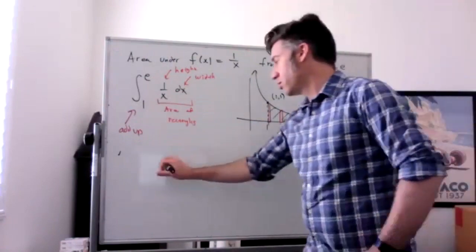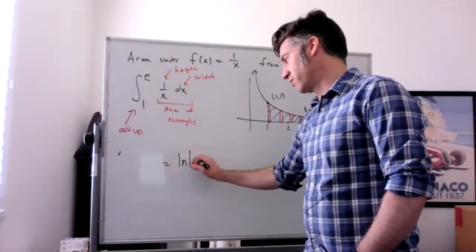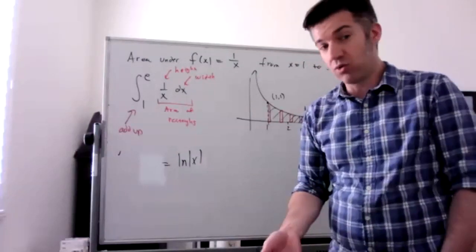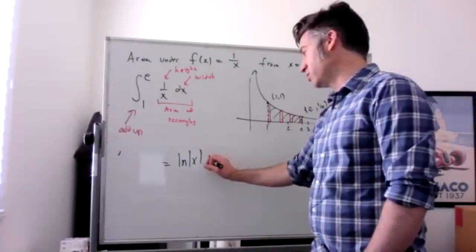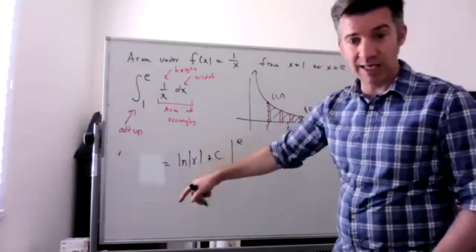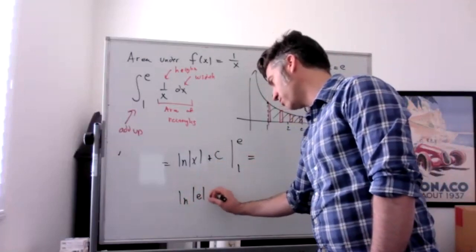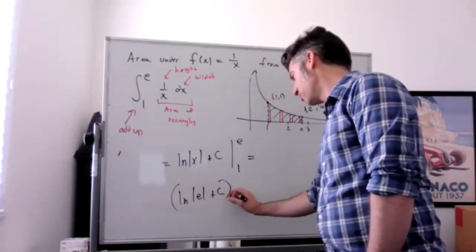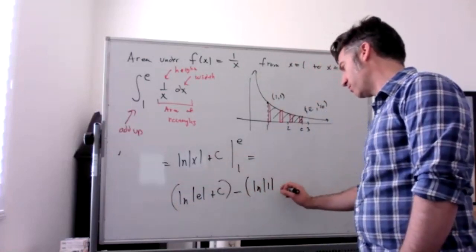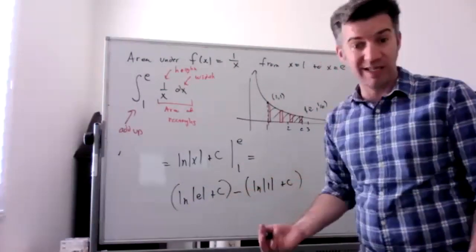So here, the antiderivative of 1 over x is the natural log of the absolute value of x. We don't need the plus c here, although you could have it. Let's say we put it in there just for fun, from 1 to e. When I plug in the e, I get the natural log of the absolute value of e plus c, minus when I plug in the 1, I get the natural log of the absolute value of 1 plus c. The c's cancel out, which is why we didn't need them in the first place.